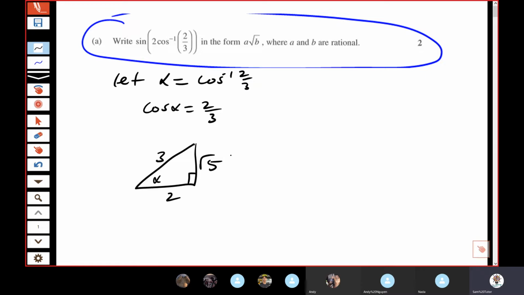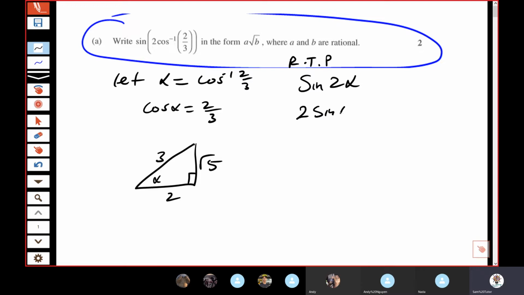What extensions? Alright, 2012, extension 1. Okay, and then of course, what are you trying to find? Sine 2 alpha. Required to prove or find, whatever.